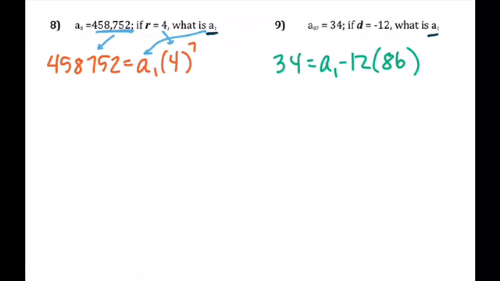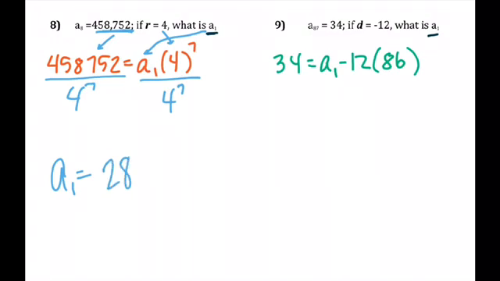And then to solve this, you guys, all you have to do is just, it says a sub 1 times something, so just divide by that something and let your calculator do that business, okay? So just type it in, 458,752 divided by parentheses 4 to the 7th power, and then you'll get a sub 1 equals, and who can tell me what they got for a sub 1? What do we have? Jessica?